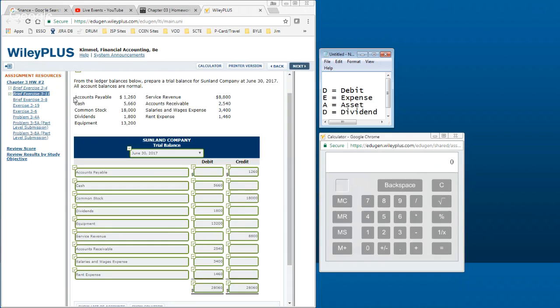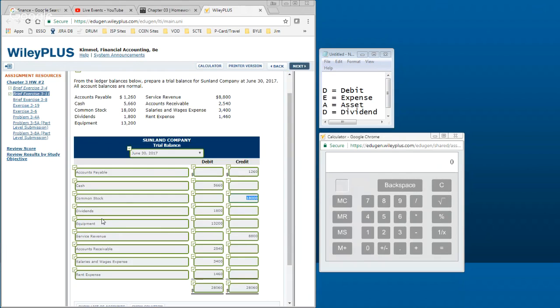So what we'll do is we'll just put them in order, put them into our areas here, and determine if it's a debit or credit. So accounts payable, $1,260. It's not an expense, it's not an asset, it's not a dividend, it's a liability, and that is a credit. So credit for $1,260. Cash is obviously an asset, and so it'll go into the debit column, $5,660. Common stock is a credit, and that will be $18,000.